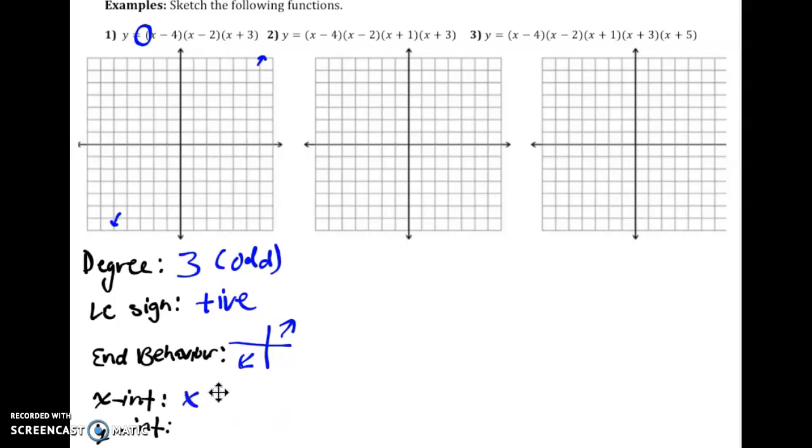Okay, next, the x-intercepts. We can read those off out of each bracket. It would be 4, 2, -3. And the y-intercept. To find the y-intercept, we're just going to sub 0 in for x. In this case, -4 times -2 is 8, times 3 is 24. So let's start by sketching in our x-intercepts and our y-intercept. And we do need a nice scale here.